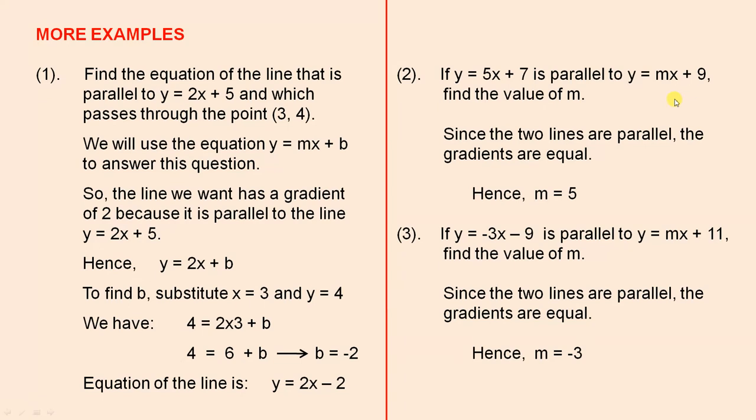Over here, question 2. If y equals 5x plus 7 is parallel to y equals mx plus 9, find the value of m. Since the two lines are parallel, the gradients are equal. Hence, m equals 5. It has the same slope or gradient as this line. Number 3. If y equals minus 3x minus 9 is parallel to y equals mx plus 11, find the value of m. Since the two lines are parallel, the gradients are equal. So the gradient of the line that we want is negative 3.